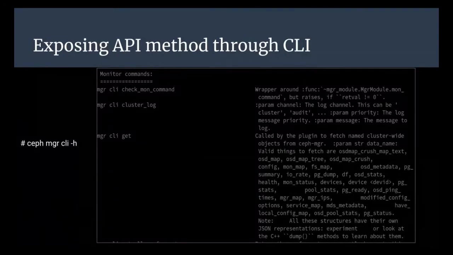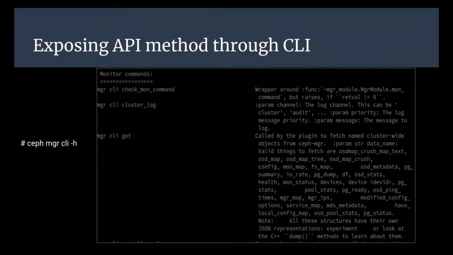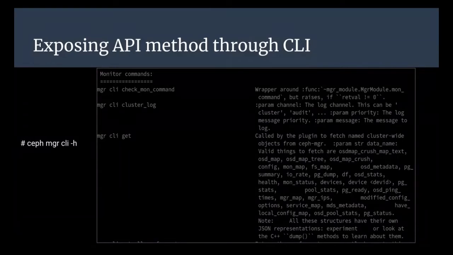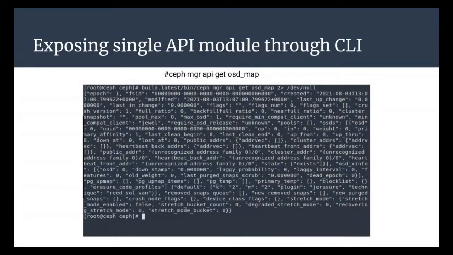So how do we expose the API methods through the CLI? With this command, we can see all the commands. The -h is the help command, so we can see all the API methods, as you can see, the method and a description of how to use it. So if we expose the get method for OSD map, we can receive this in a JSON format, as you can see, with manager API get OSD map.